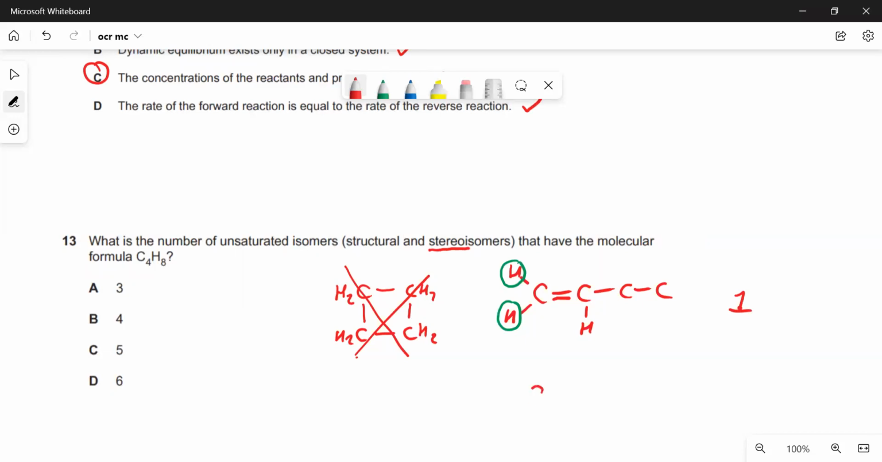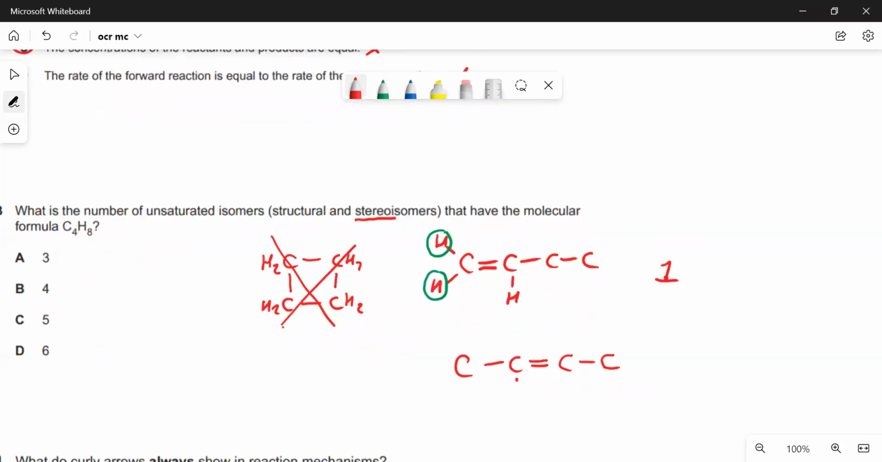Let's look at but-2-ene. Now, but-2-ene, can that exist as stereoisomers, as E/Z isomers? Well, you can see it can, because look what we've got there. Attached to these 2 carbons, I've got a methyl group and an H. Okay, they're different. They're both different. And the same on the other side. I've got a methyl and an H. So that can exist as 2 E/Z isomers. I'll put 2 down there.